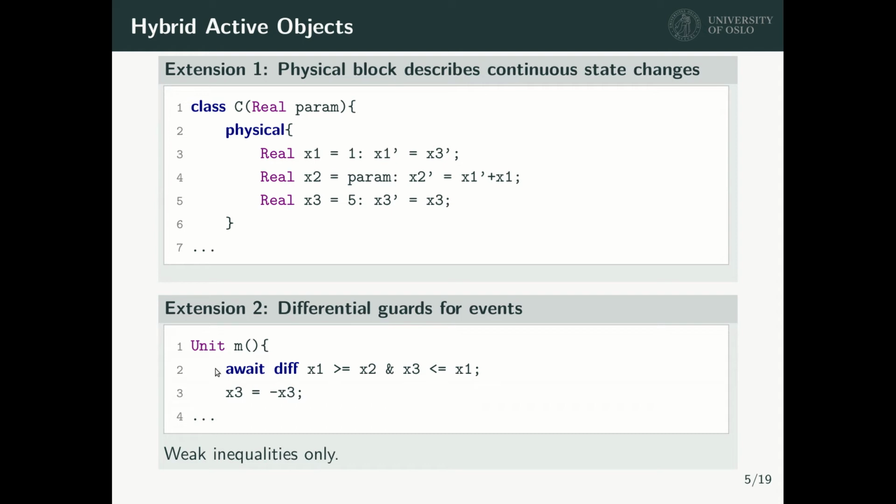The semantics of this is an urgent semantics, which means that I will schedule it as soon as this condition holds. So we need weak inequalities to have event boundaries. Note that the continuous behavior here is described for each object in this physical block, and inside the methods I cannot refer to it explicitly, only to the variables within, which means that I do not have to take care of where exactly I have to interleave continuous behavior and discrete behavior, because this is taken care of by the scheduler, which deals with the awaits, and when time advances, it advances the state accordingly to these equations.